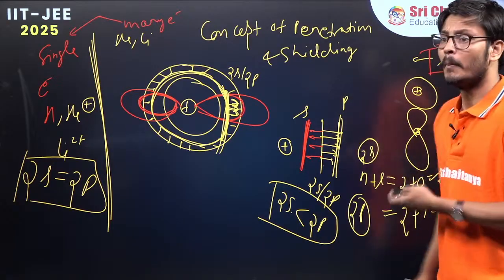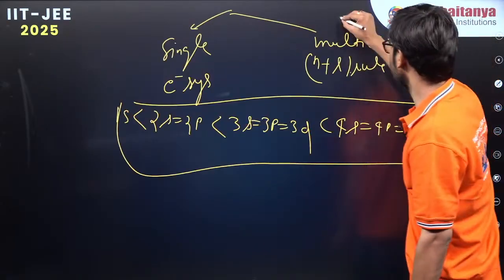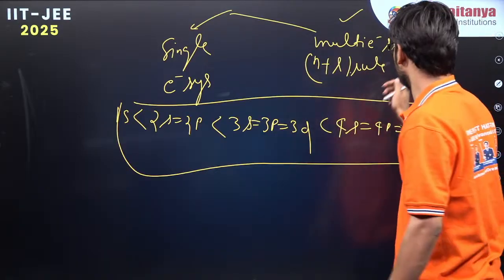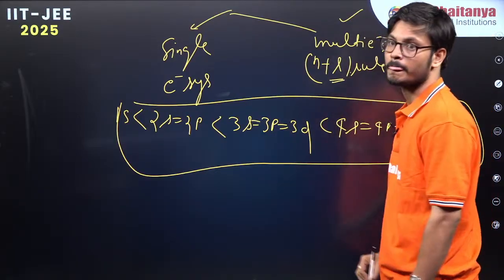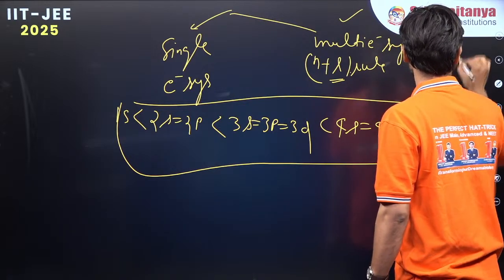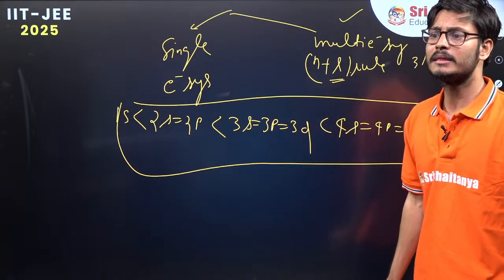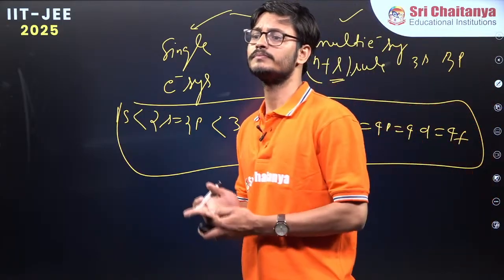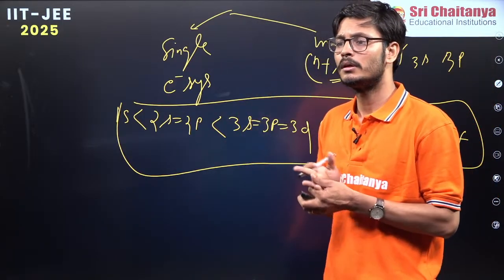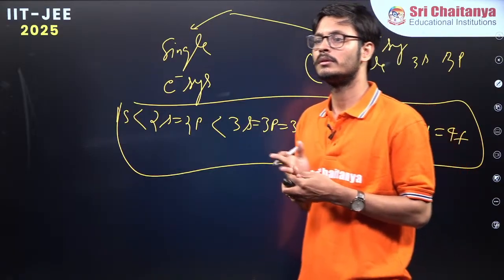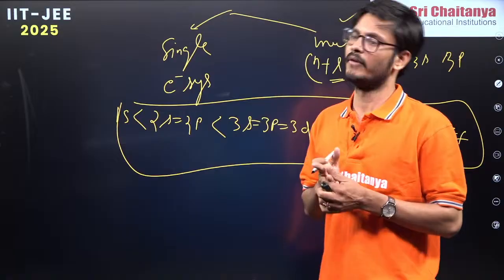So if you have a multi-electronic system, which is having more than one electron, we will use the n plus l rule. For example, 3s and 3p. Which will have more energy? 3p, very good, right?